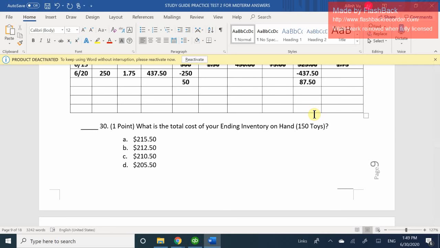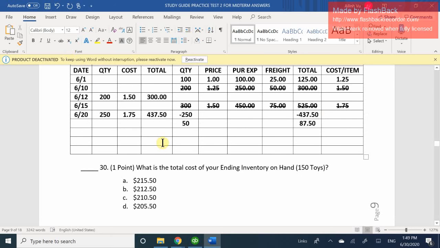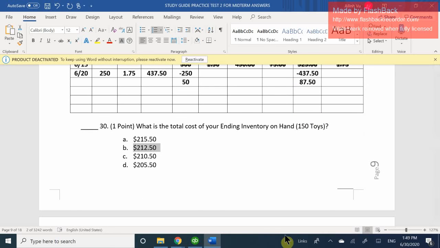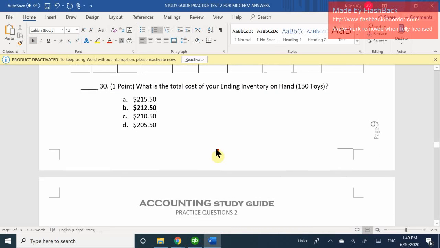What is the total cost of your ending inventory on hand? B. Yes, if you add your 125 along with your $87.50, you should get 212.50. That is correct. All right.